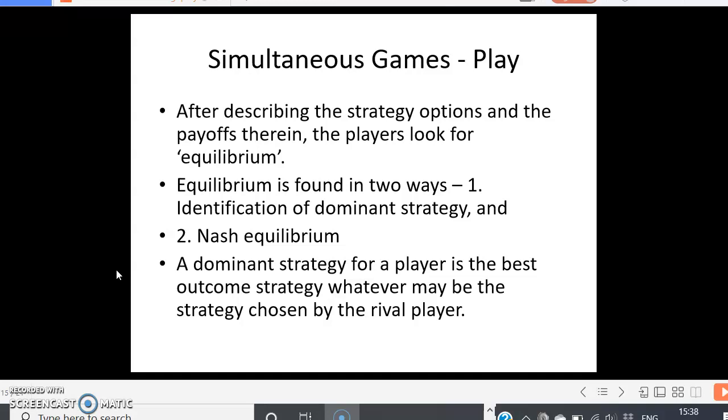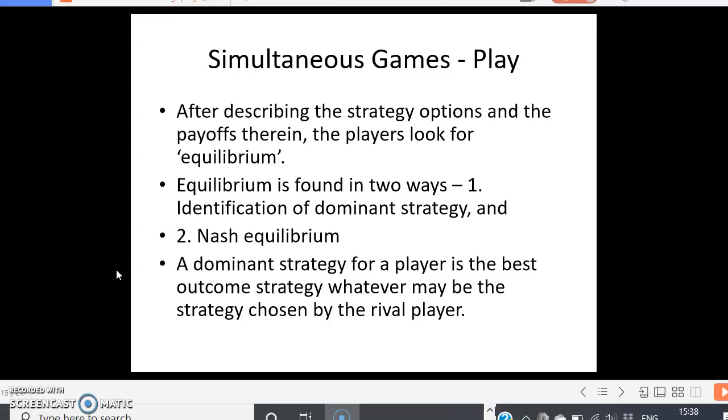First, you identify a dominant strategy, or putting it in other words, you eliminate all the non-dominant strategies. And the second is that an equilibrium is found through Nash equilibrium. We are going to refer to Nash equilibrium a little later. Let us first understand what we mean when we say a dominant strategy, or identifying a dominant strategy.